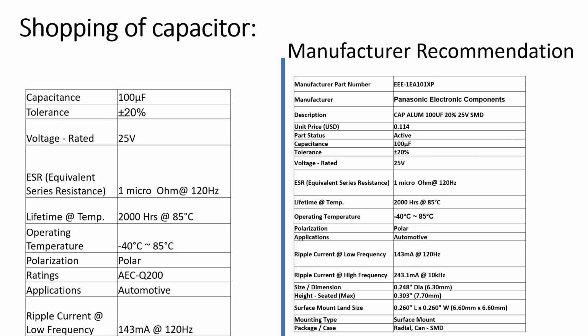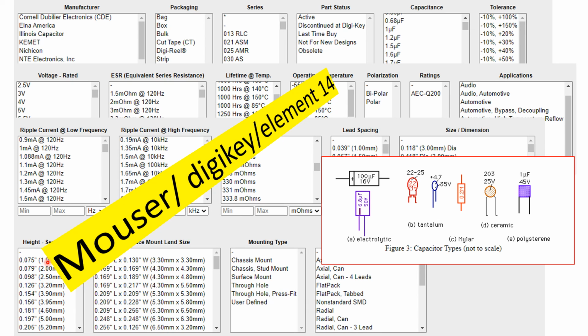Now if you want to shop by yourself, you can go directly to Mouser, Digi-Key, Element14, and you can select the manufacturer, packaging, series, data, all the things as per the requirement. So these are the basics. If you look at it, an electrolytic capacitor will look like this, tantalum will look somewhat like this, ceramic will look like this, and a polystyrene capacitor will look like this. If you go to any electronics site like Mouser, Digi-Key, Element14, all the pictures and photos will be given there.